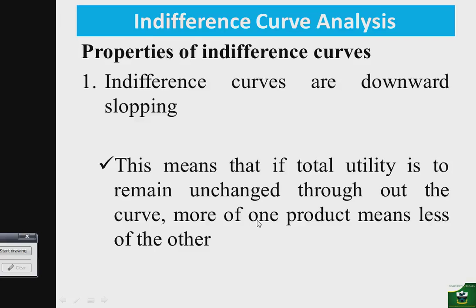For a consumer, suppose we are looking at X and Y, for a consumer to take in more of X, he or she has to give up some of the units of Y. And if a consumer wants to take in more of Y, he or she has to give up some of the units of X. This tells us that for one to take in more, he has to give up less, then the graph we are drawing is downward sloping.